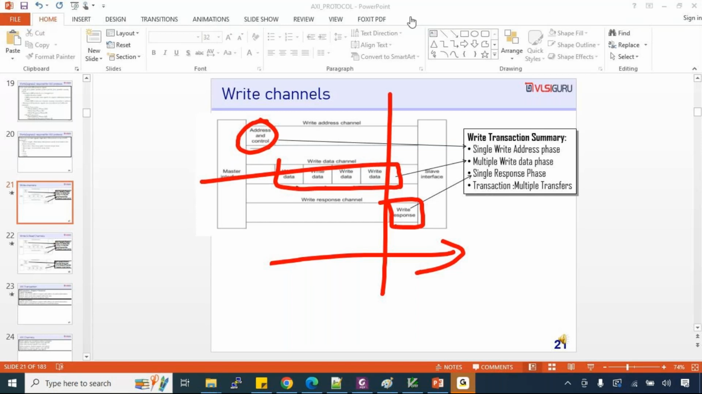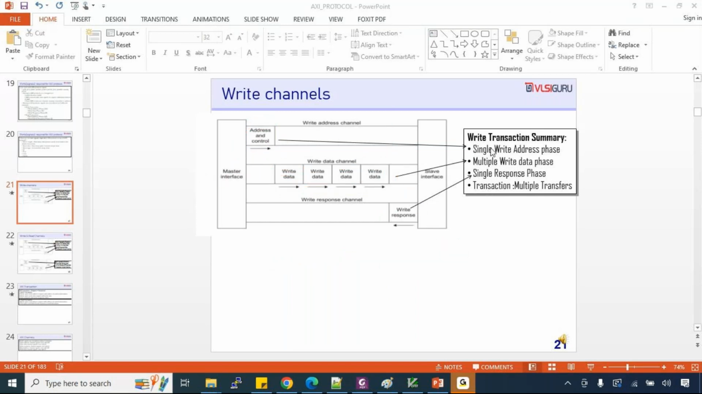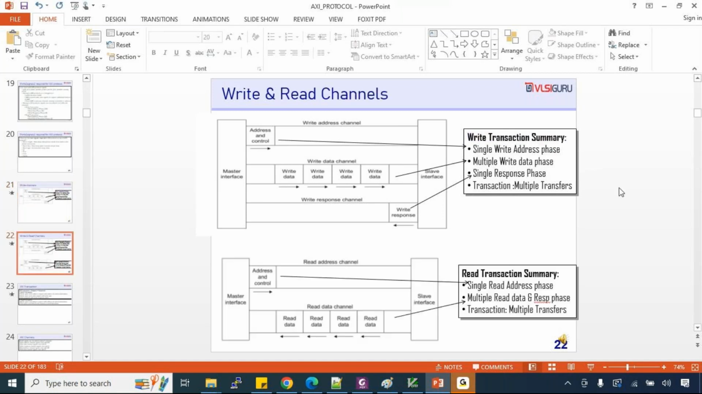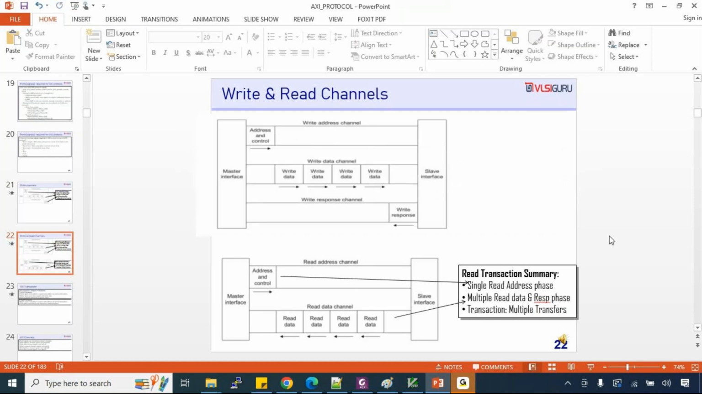So that means a write transaction consists of a write address phase, multiple write data phases, and a single response phase. So a transaction is nothing but multiple transfers. Let us understand the read channel. Now it will be easy for you to understand the read scenario also.